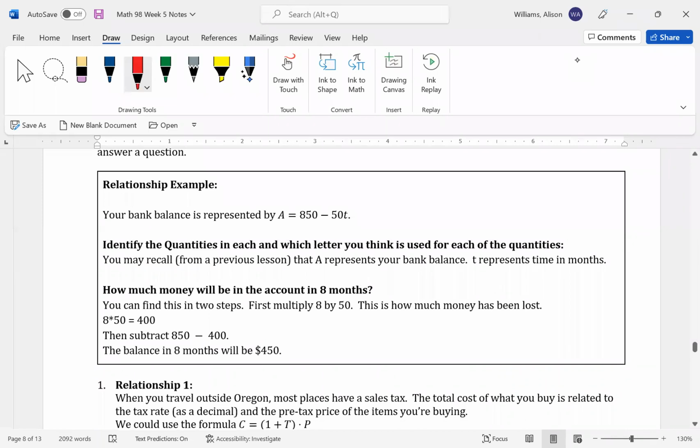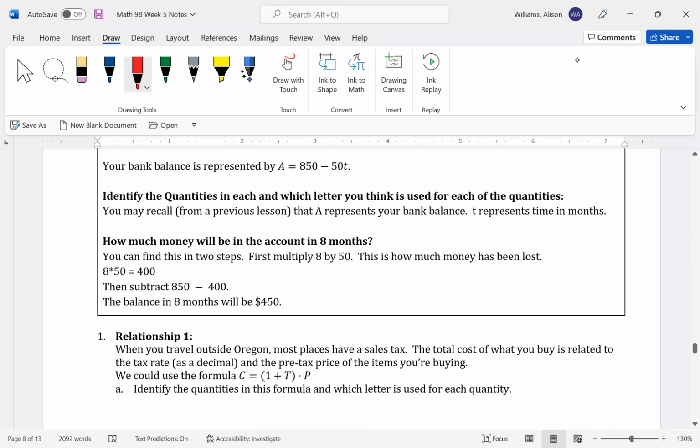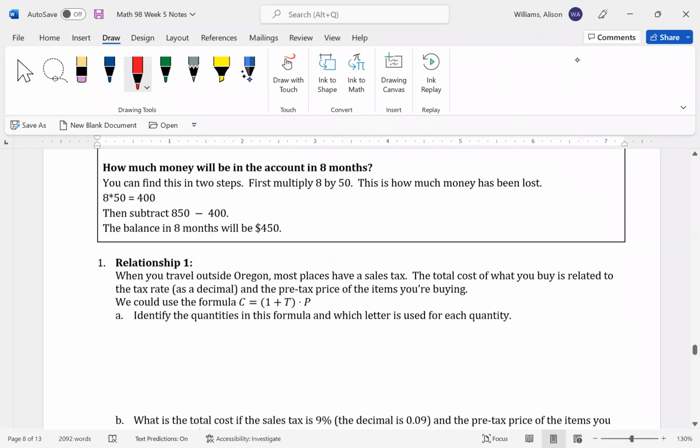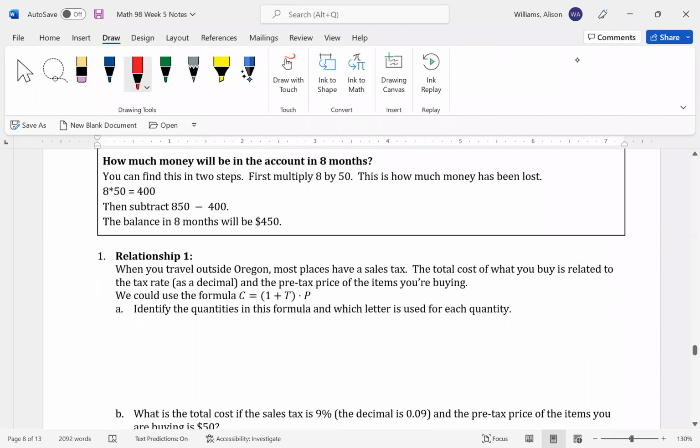Okay, so when you travel outside Oregon, most places have sales tax. Bummer. The total cost of what you buy is related to the tax rate as a decimal and the pre-tax price of the items you are buying. We could use the formula C equals 1 plus T times P. Let's identify the quantities in this formula and which letter is used for each quantity. Okay, so based on what we're talking about, it makes sense that we're talking about our total cost here. So I'm going to label capital C as the total cost.